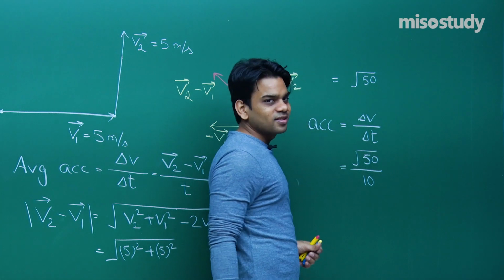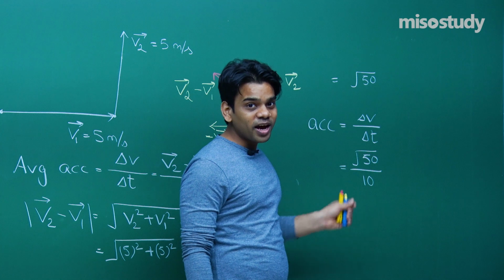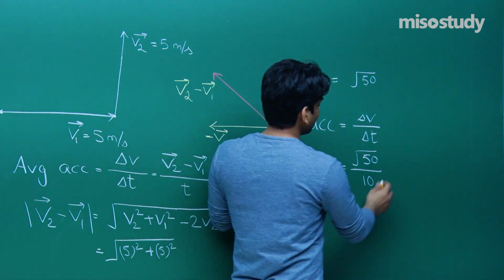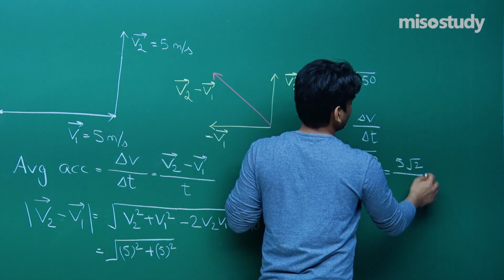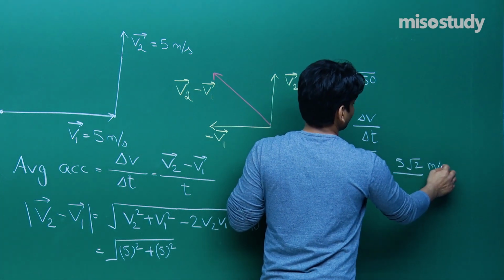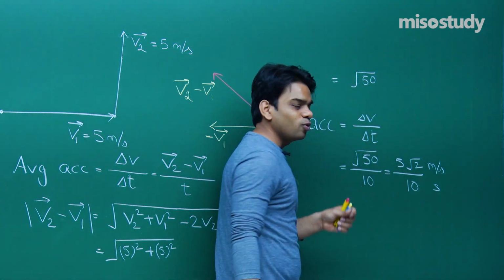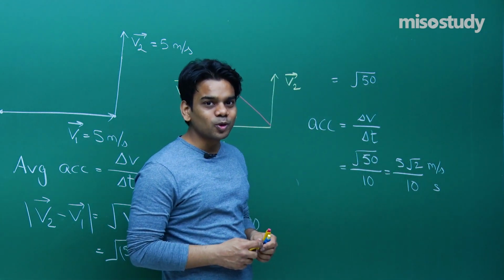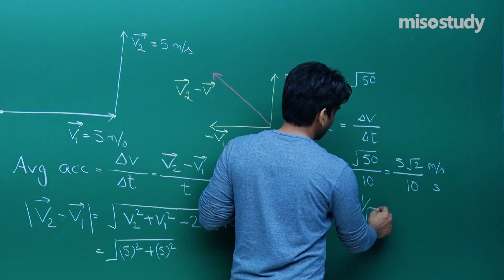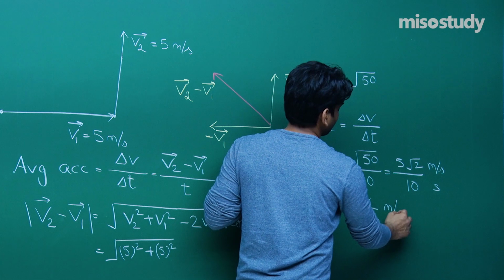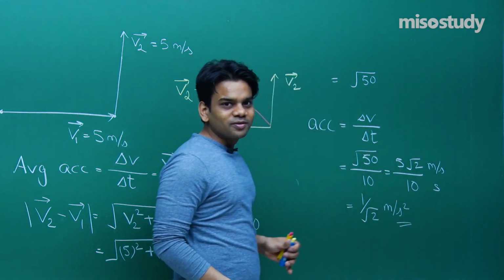Now if we solve this, see what we are going to get. This is 25 into 2. This can be written as 5 root 2 meter per second divided by second, and that is 10 seconds. 5 by 10 will be 1 by 2. Root 2 by 2 will come out to be 1 by root 2. So average acceleration comes out to be 1 by root 2 meter per square second. This is the magnitude. So we are done with the magnitude.